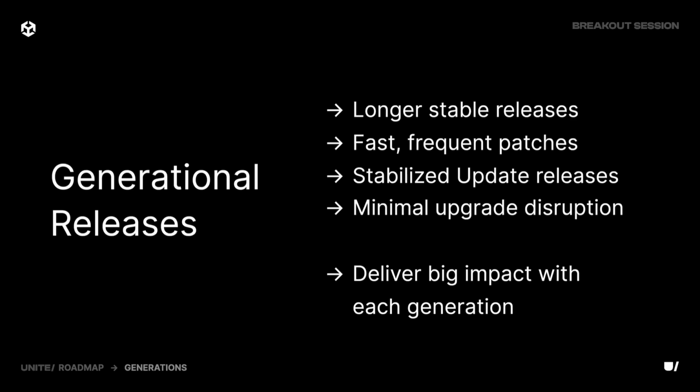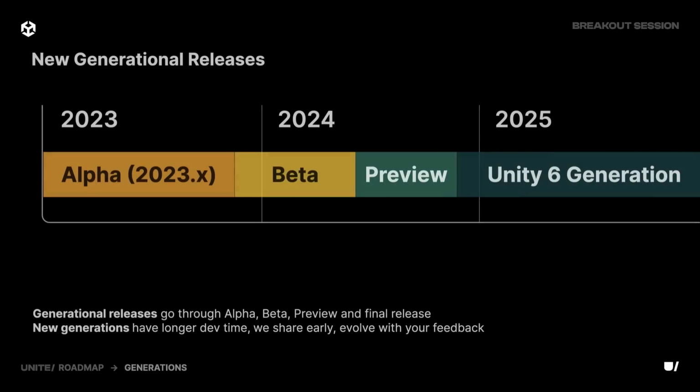And those new generations are going to enable us to deliver big impact so that we can keep the engine evolving. We want to provide stability with the current generation, what you have today, and then a next generation that stays ahead of the ever-advancing needs of the industry. So let's take a quick look at what this means for Unity 6. Firstly, in the run-up to a new generational release, we're going to go through alpha, beta, and preview. I think you saw that already with Unity 6, which is now in preview, and about to move to full release on, what was that, Will?